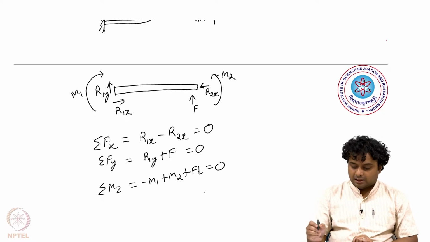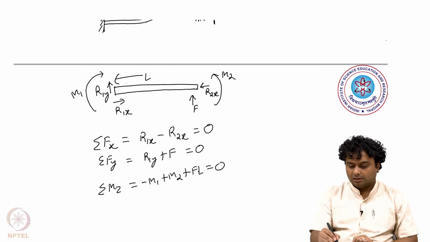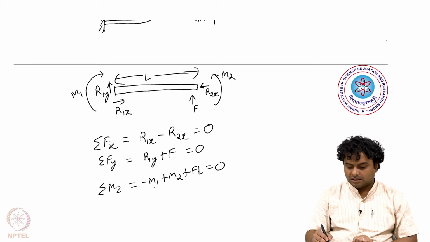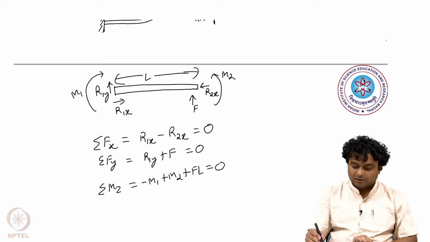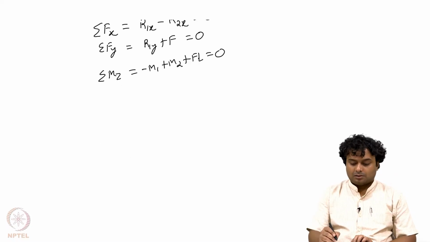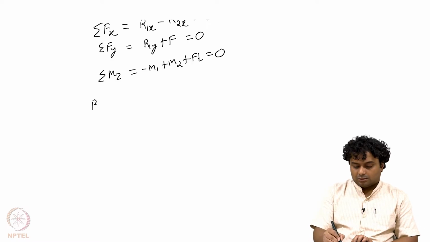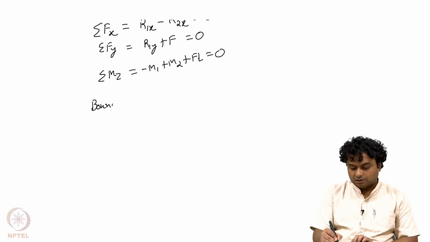Another thing is, let's assume that the beam length is L. So this distance is L. So minus M1 plus M2 plus FL is equal to 0, right, because this force will have a moment of FL, and M2 and FL are both in the same direction, that is anti-clockwise, and both are positive. So now we are going to discuss the boundary conditions. Let's see the boundary conditions.